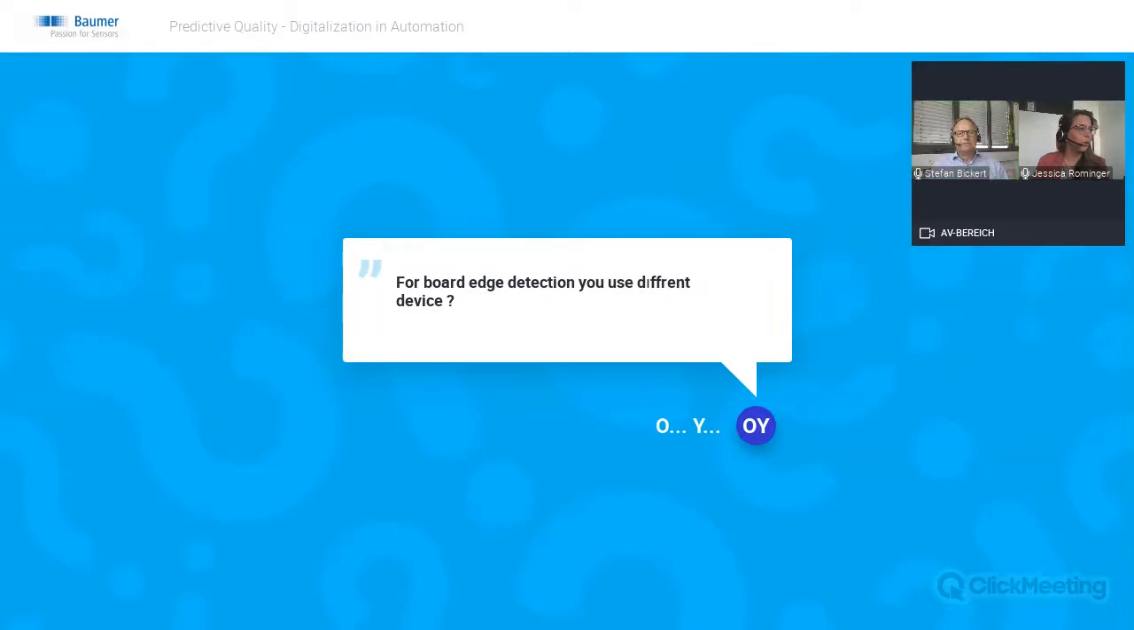For board edge detection, do you use a different device? Yes. That depends very much on your production. For example, if you have a foiling process, we typically use different devices than if you have an edge banding process. If we have to control lacquering on an edge of a flooring product, then it is different. So that really depends on what your process is, what your target is, and based on that we have different solutions to have the right system running for your production.